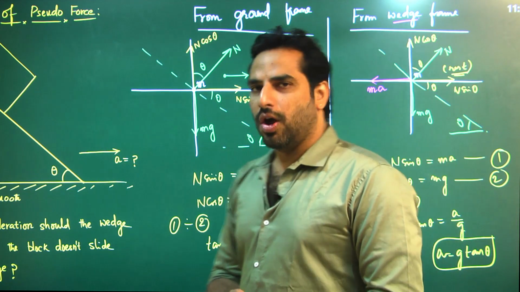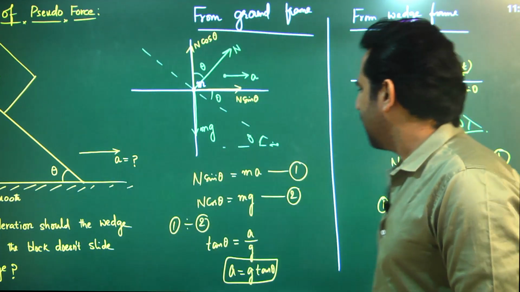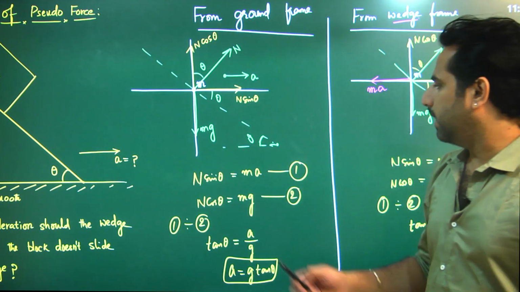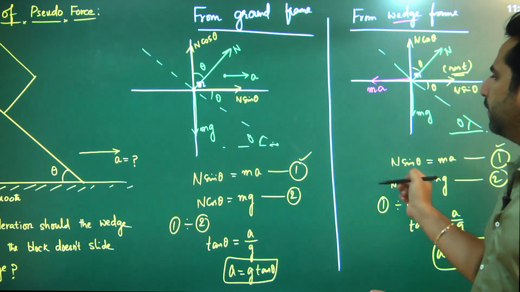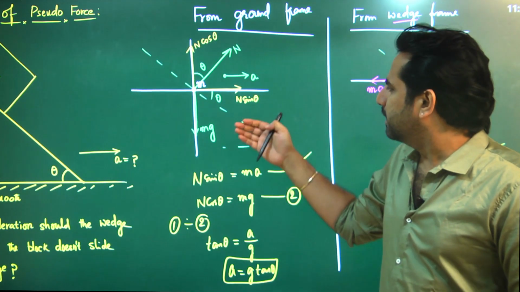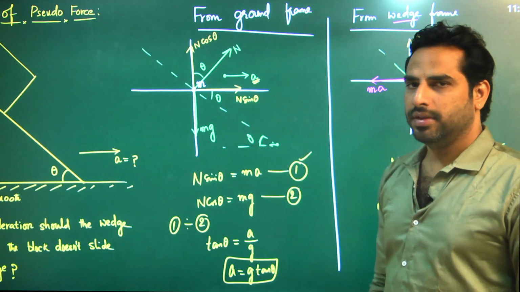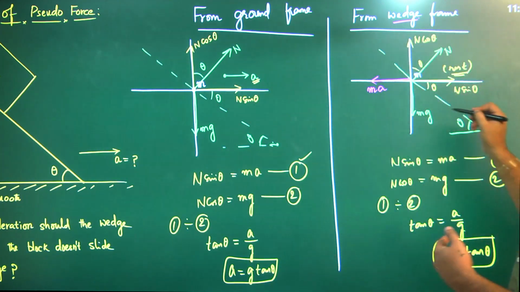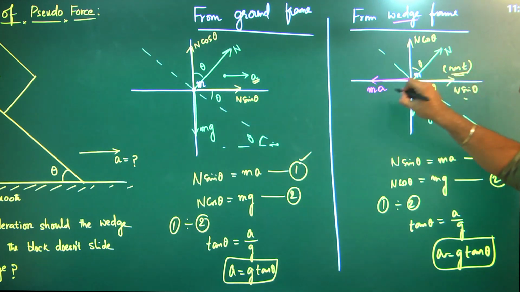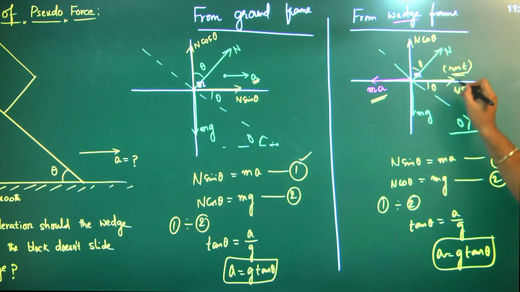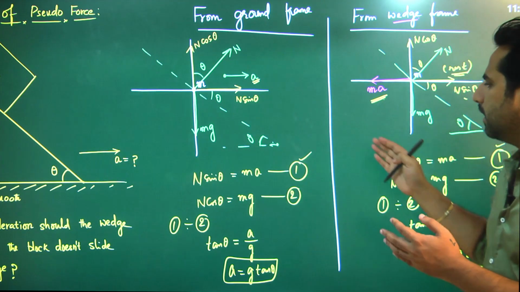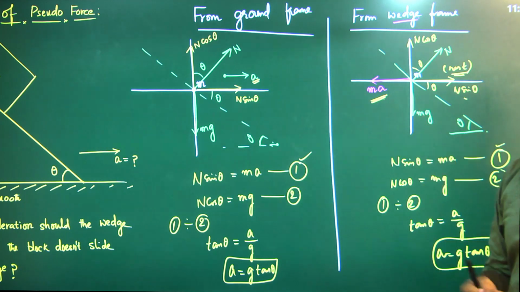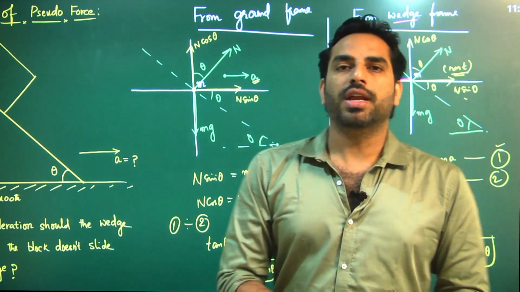Whether it is from the ground frame or the wedge frame, equations 1 and 2 are exactly the same, but the interpretation of these equations is completely different. Observe equation 1 in the two cases. In the first case, N sin theta is the net force which is giving acceleration a, so N sin theta is equal to ma. From the wedge frame of reference, there is no acceleration, but the pseudo force is ma, so N sin theta minus ma is 0, which gave rise to N sin theta is equal to ma. The interpretation of N sin theta equal to ma is totally different from case 1 to case 2. So this is how you work from a non-inertial frame of reference.